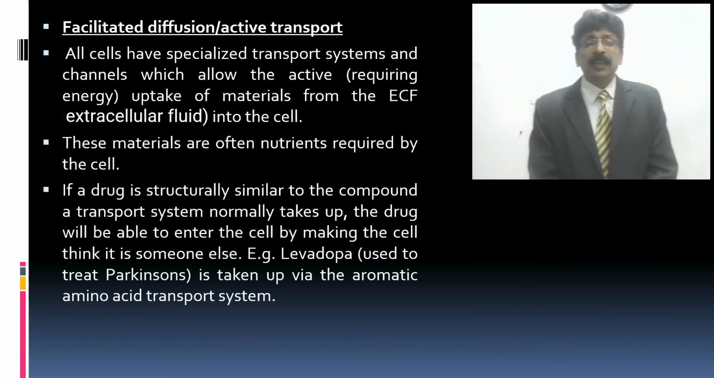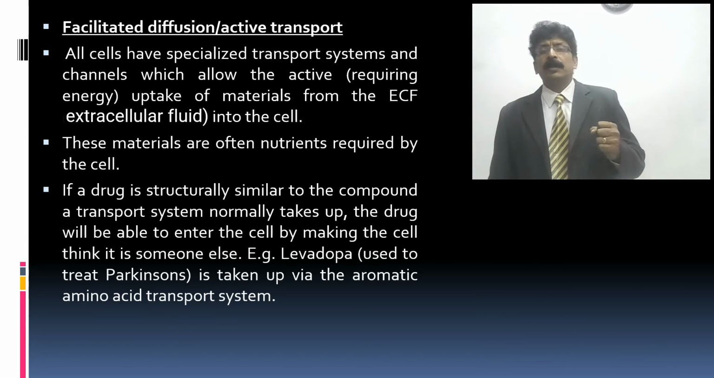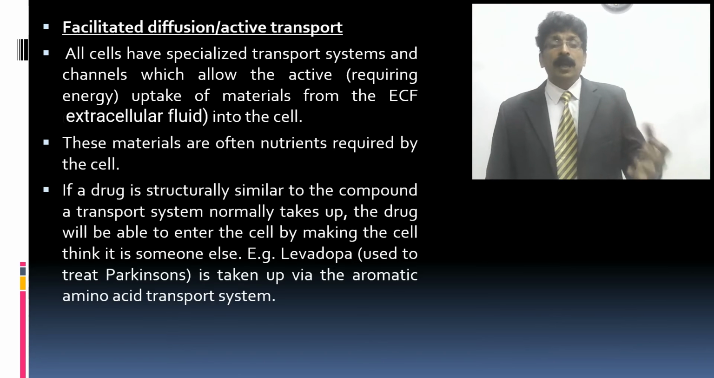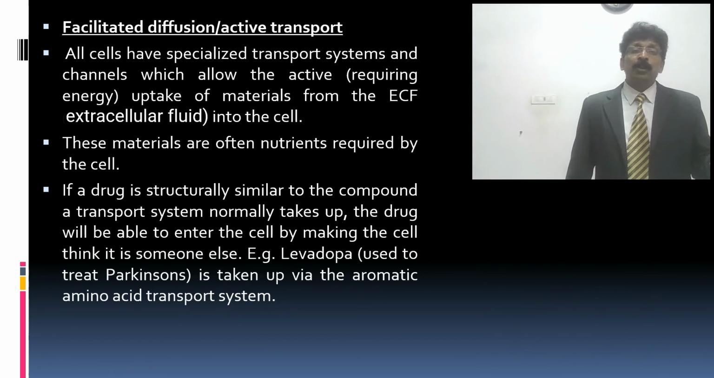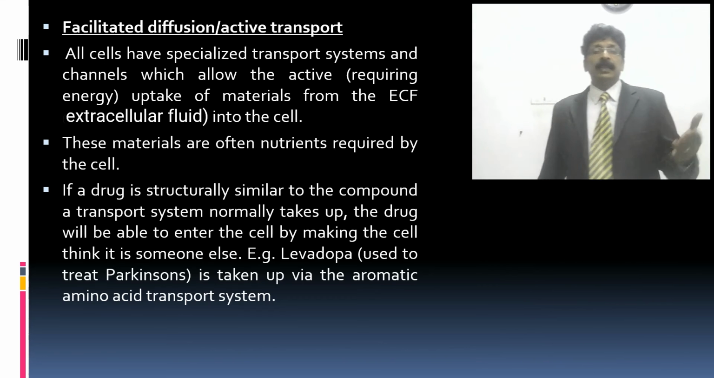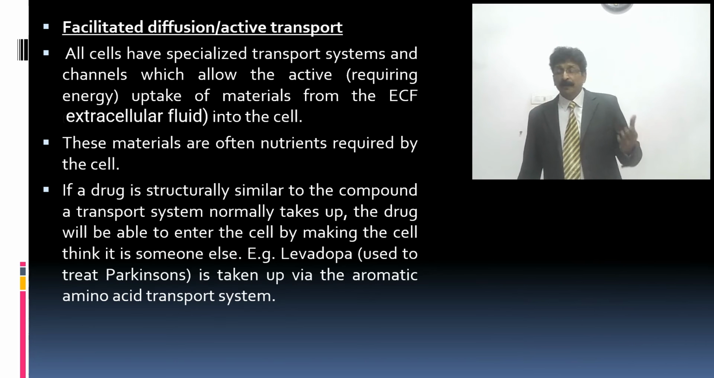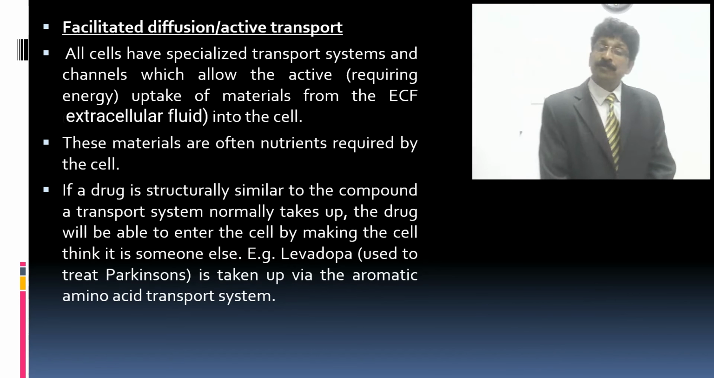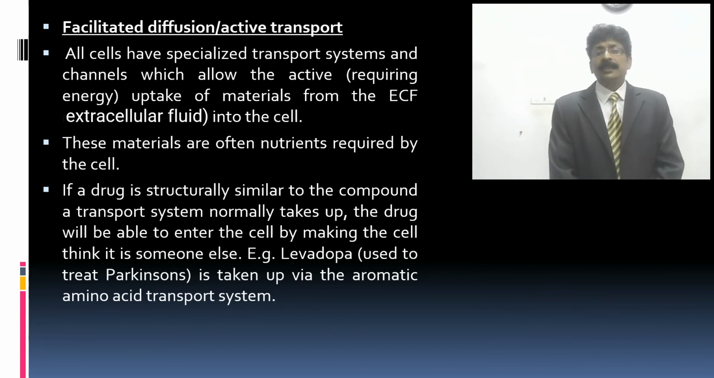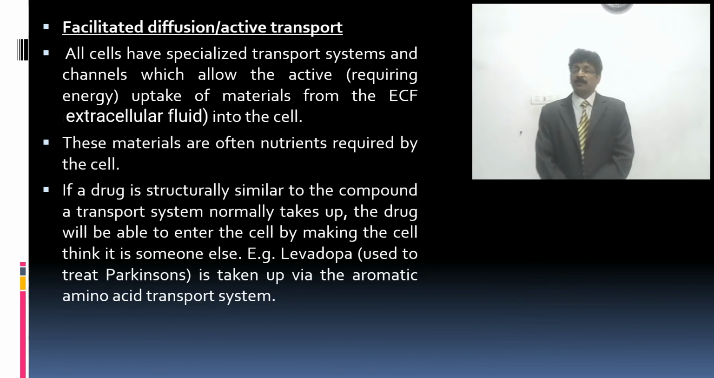If a drug is structurally similar to the compound a transport system normally takes up, the drug will be able to enter the cell by making the cell think it is someone else. Example: levodopa, used to treat Parkinsonism disease, is taken up via the aromatic amino acid transport system of tryptophan.